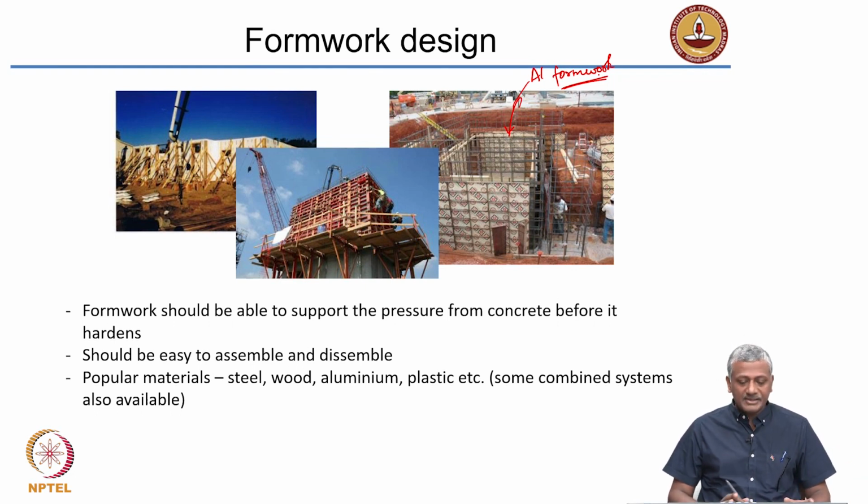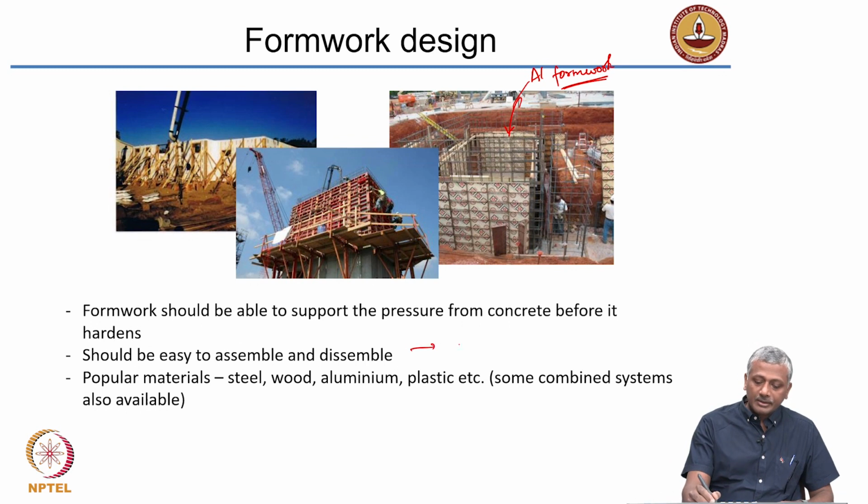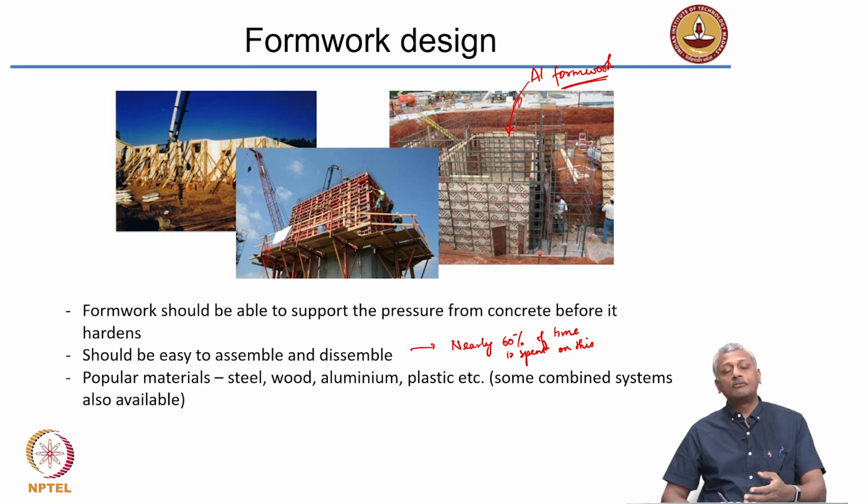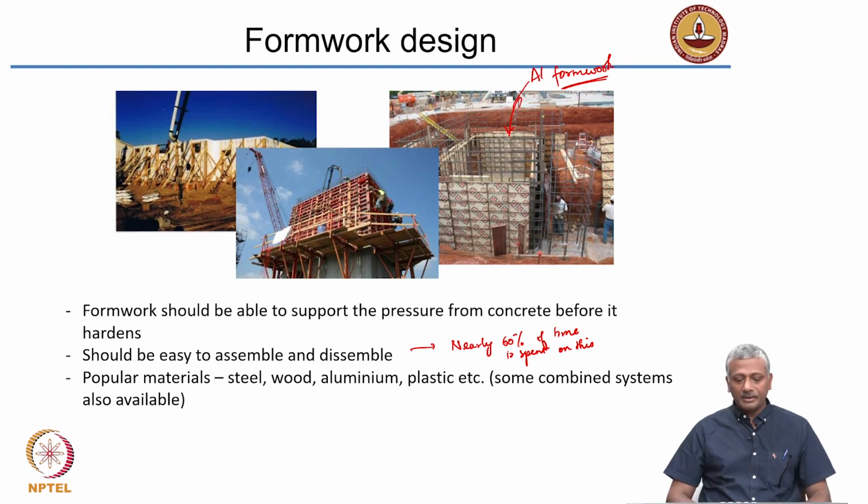Now, the formwork has to be easy to assemble and disassemble because if it is difficult, then you will have a lot of time spent on the site. So, in fact, nearly 60% of time is spent on this operation. That means assembling and disassembling formwork on a construction site takes up 60% of the time that you spend in construction. You can quite readily imagine what level of impact this formwork would have. So, you need to choose formwork systems that are easy to assemble and disassemble.